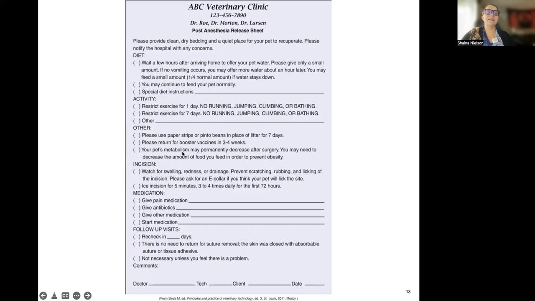This last one here says your pet's metabolism may permanently decrease after surgery. You may need to decrease the amount of food that you feed in order to prevent obesity. The surgery that I'm referring to here is a spay procedure or a neuter procedure. You guys, when we remove the ovaries and the uterus, as well as when we remove the testes from the males, we are causing a huge depletion of hormones within their body. It's going to happen because we removed these reproductive organs, and that decrease in hormones can absolutely affect their metabolism.